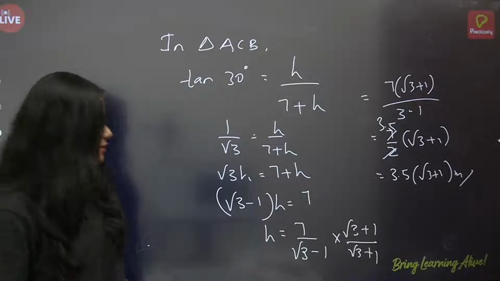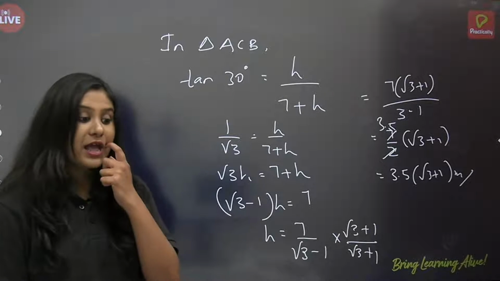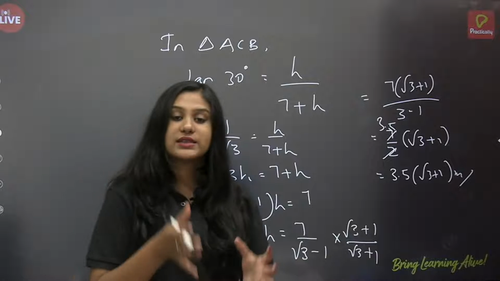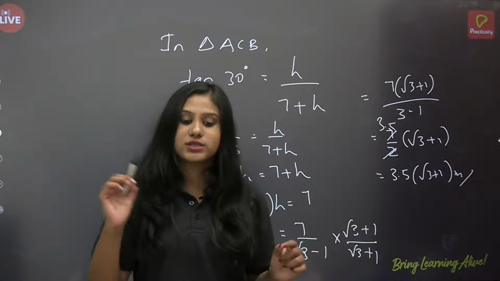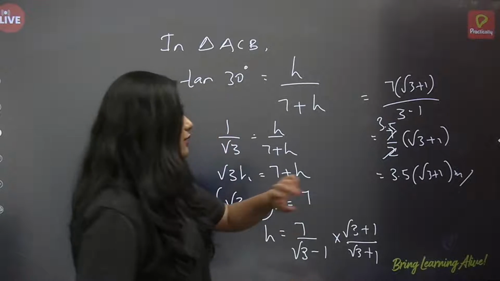So, no one has given me the answer. Okay. And if they ask you to take the value of root 3 to be 1.732, what do you have to do? You have to substitute.